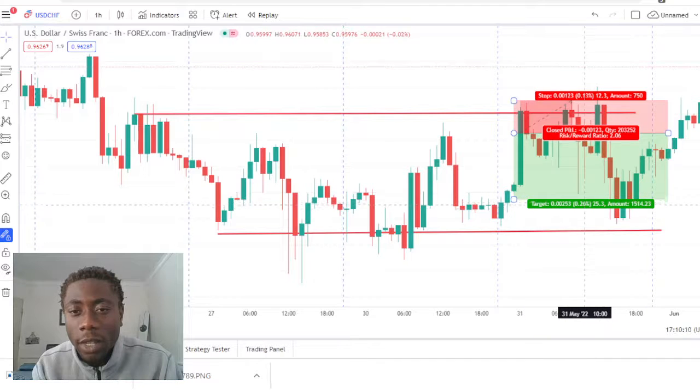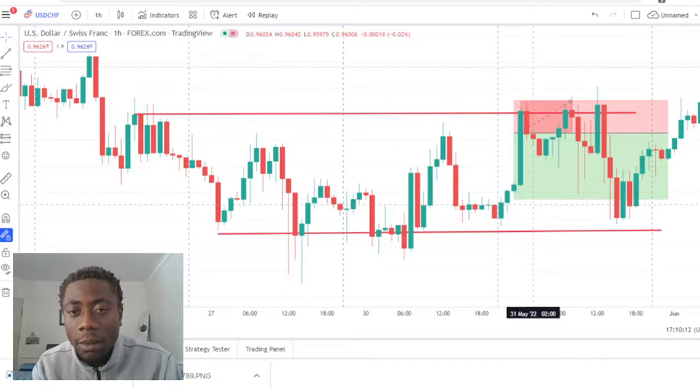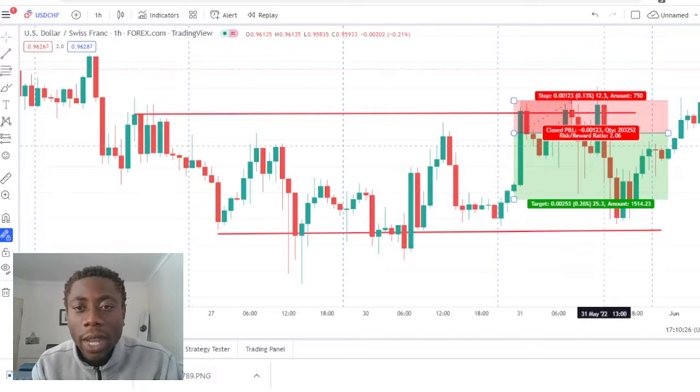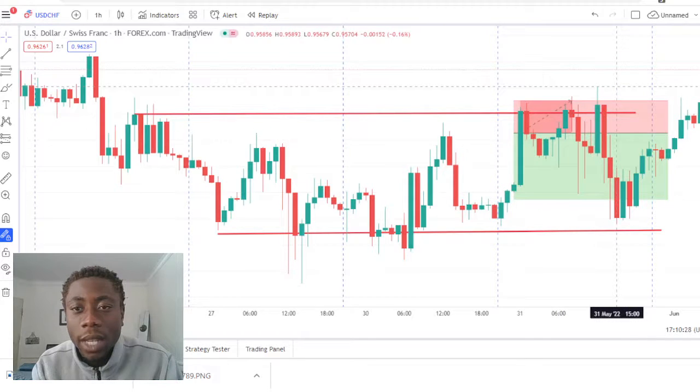My take profit is indicated by the bottom bracket of this green box, and my stop loss is indicated by the top bracket of the red box here. This was a 2-to-1 ratio I was looking for. The market, as you could tell, came within almost a pip or so of my take profit before coming back up here and stopping me out completely out of this position.